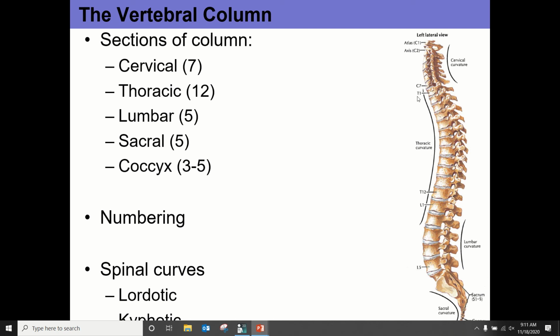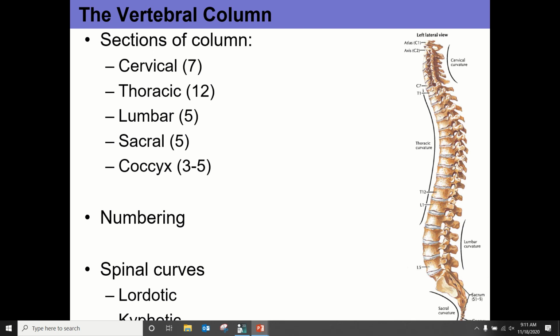And so it starts with T1 on down to T12. There are 12 vertebrae in that section, and each of those vertebrae interacts with a rib. So the thing to know about the cervical section is that's your neck. The thing to know about the thoracic section is that each of those vertebrae interacts with a rib, so it helps form the posterior aspect of your thorax.